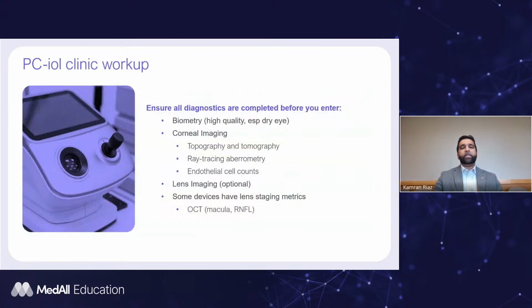What do we need to do in the clinic here? Again, some of this is a bit of a repeat from the first lecture, but making sure we have reviewed all of this information before we enter the patient's room. So make sure we have good, high quality biometry, especially making sure dry eye has been accounted for. Corneal imaging that we talked about in the first lecture. Lens imaging is something that is optional. And I know some clinicians like to take a picture of the patient's cataract for documentation purposes.